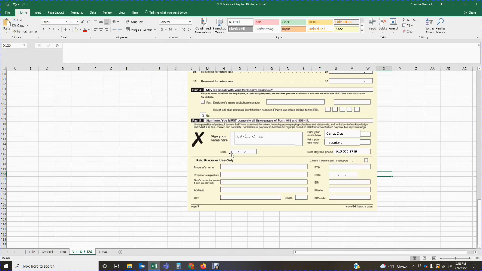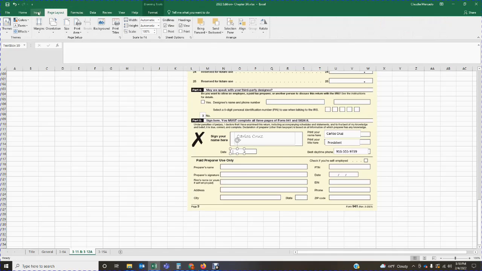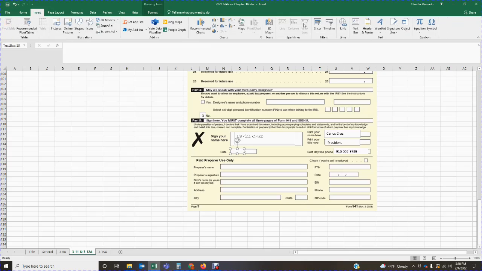And this is being completed as of, let's see. Okay, so we have to insert a text box. And the date is October the 31st. October the 31st. Okay. So we have completed the entire form.